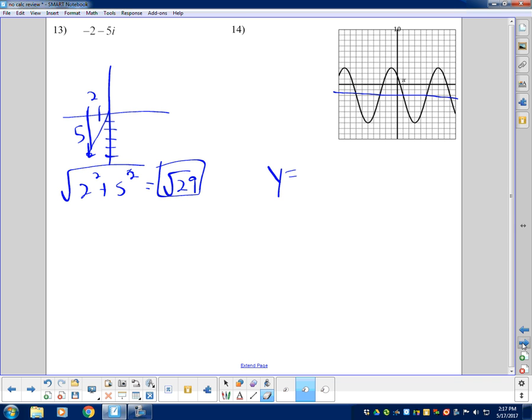Let's see. 1, 2, 3, 4, 5. No, it should be about 2 down. So 1, 2, 3, 4, 5. Okay, I didn't count right. 5 in each direction. So this is the line y equals negative 2. That's my new midline. So you can see that the amplitude is 5.